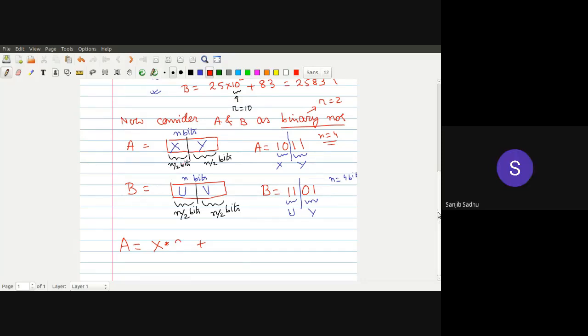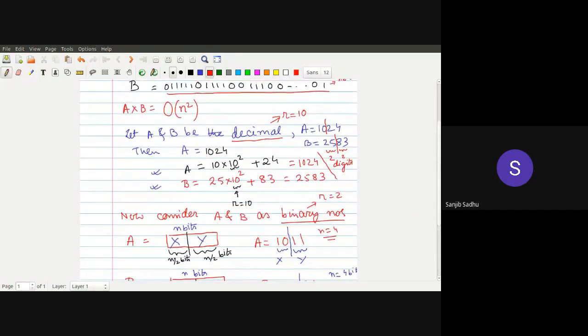So you see, just a minute, what we wrote here, A was 1024, clear? 1024 means 1000 plus 24, that is equal to 10 into 10 square. So what is this 2? 2 is actually, sir, 2 to the power n by 2. These 2 bits. These 2 digits.